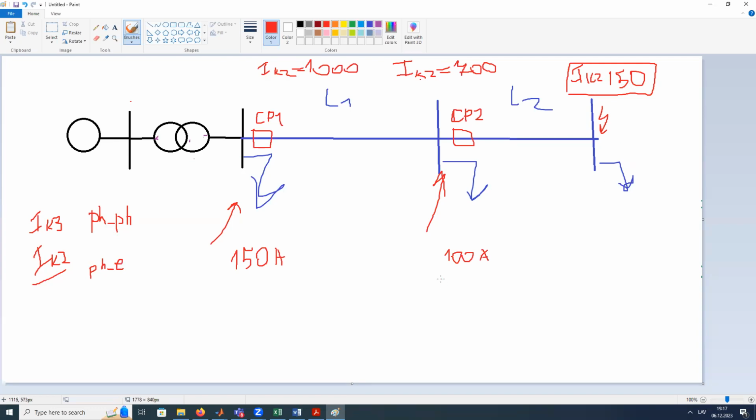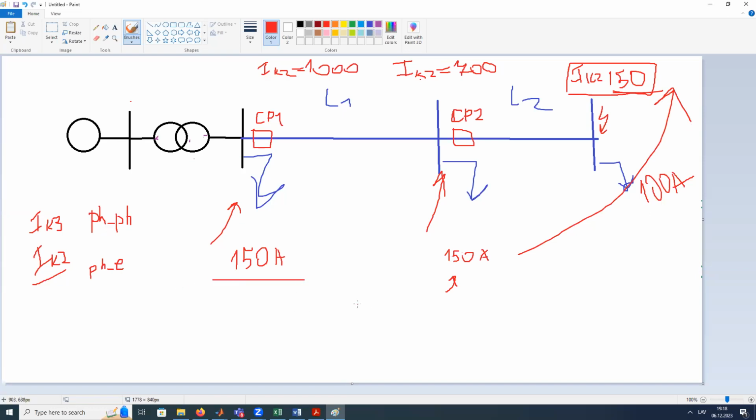Because if you choose 100, this could be consumption power. These consumers could consume 100 amps. And you know that the minimal short circuit current, the fault current, is this one. So this is not good. We need to use 150 as it is here.